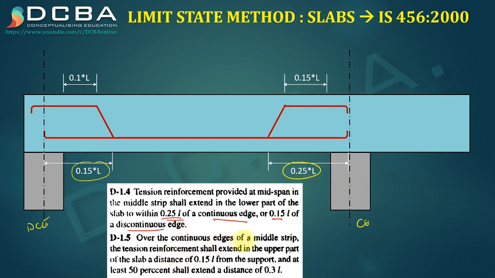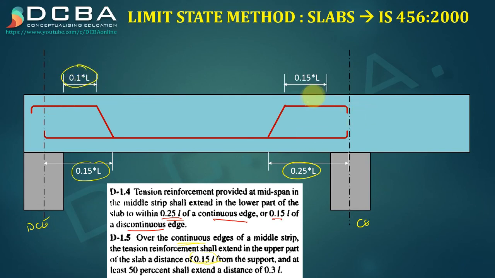Over the continuous edge of a middle strip, the tension reinforcement shall extend in the upper part of the slab a distance of 0.15 L from the support, and at least 50% shall be extended at a distance of 0.3 L. So here it is 0.1 L near the discontinuous edge, but at the continuous edge it should be extended to 0.15 L. This is the same tension reinforcement that is going up. This clause particularly speaks about only the continuous edge, not the discontinuous one. So here we are providing 0.1 L.